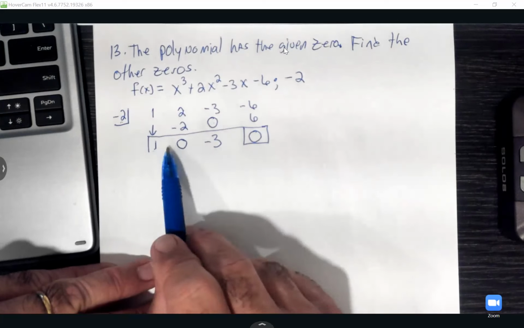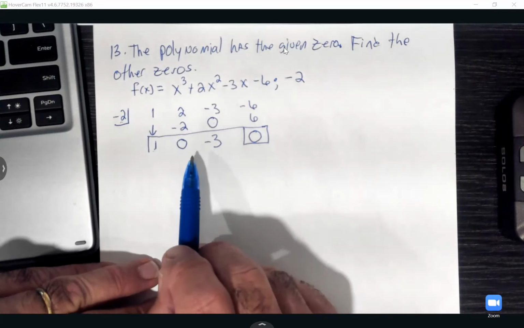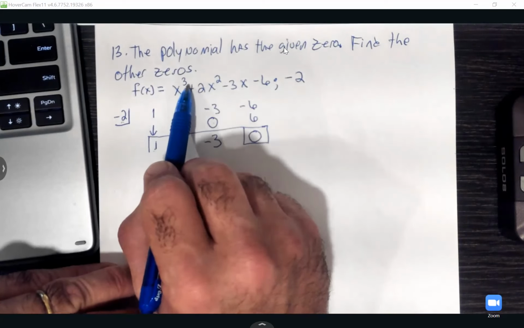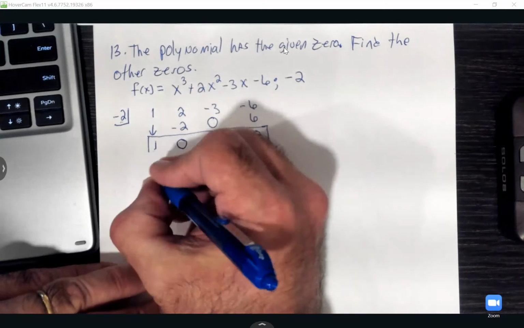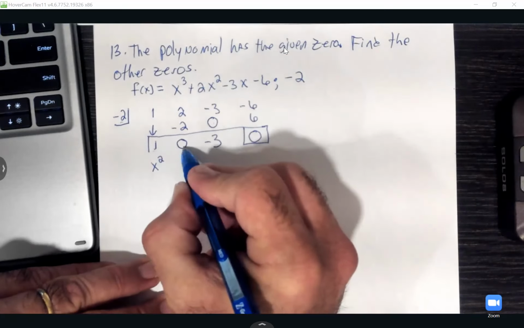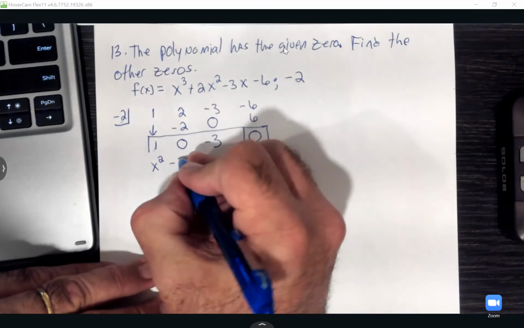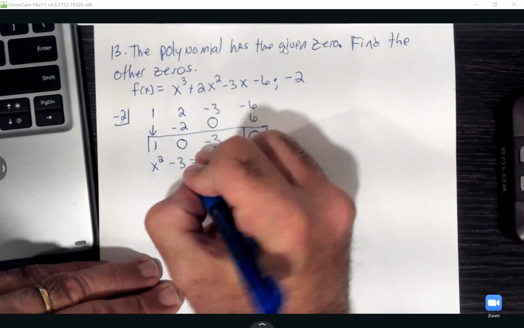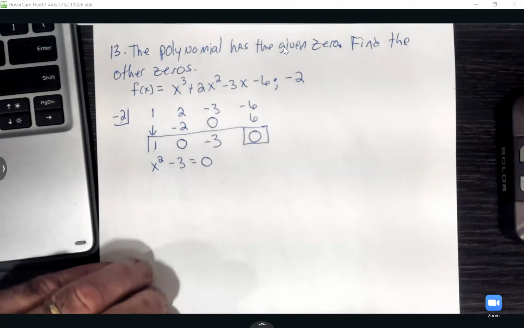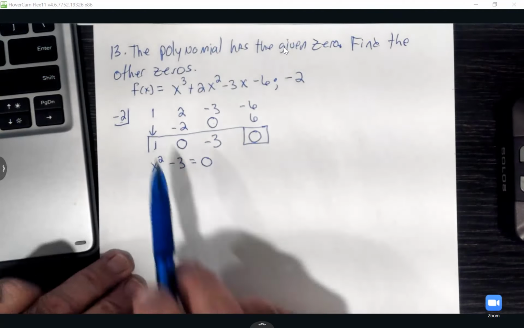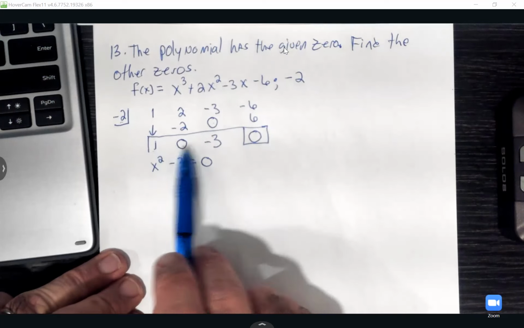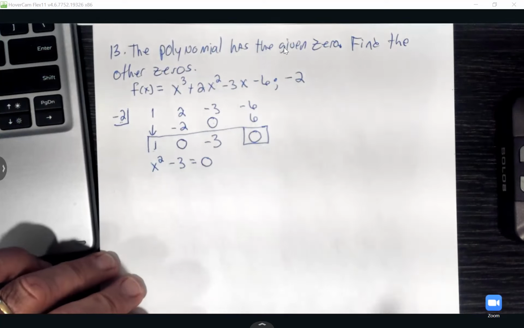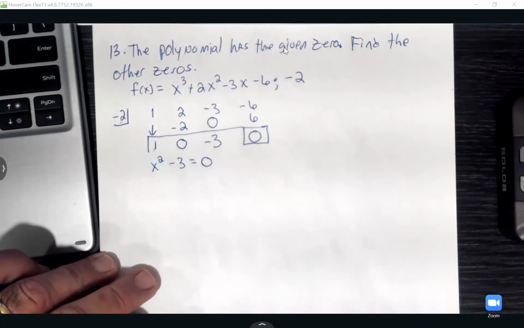Now remember, these 3 numbers are the coefficients of the new polynomial that starts 1 degree less than this polynomial. So that means this is 1x squared plus 0 x's minus 3. And if I'm going to find them last 2 zeros, I'm going to set that equal to 0. All right, y'all. So remember, these 3 numbers, if you had the quad formula, just punch in a 1, 0, -3 for your ABC on the quad if you want.